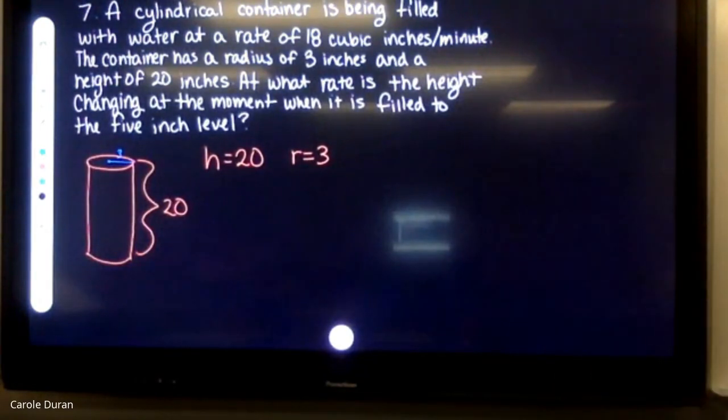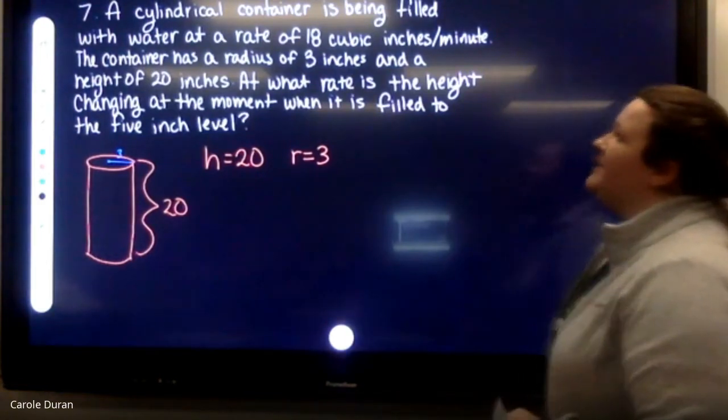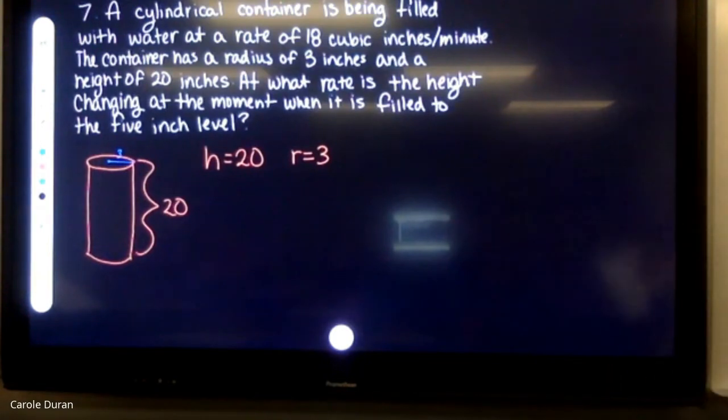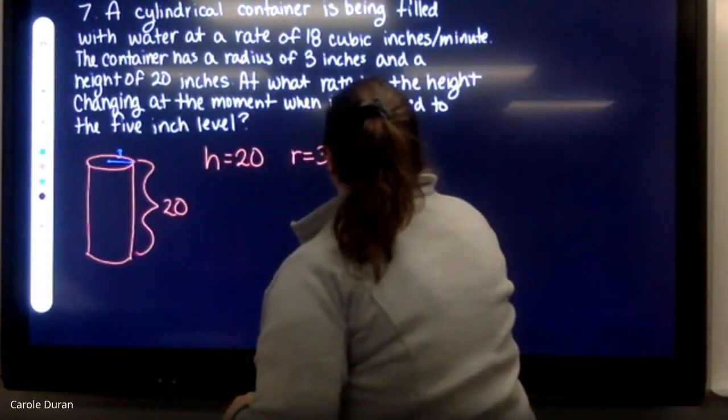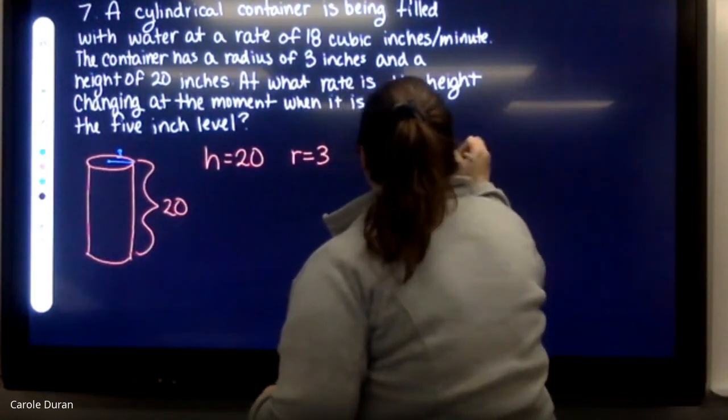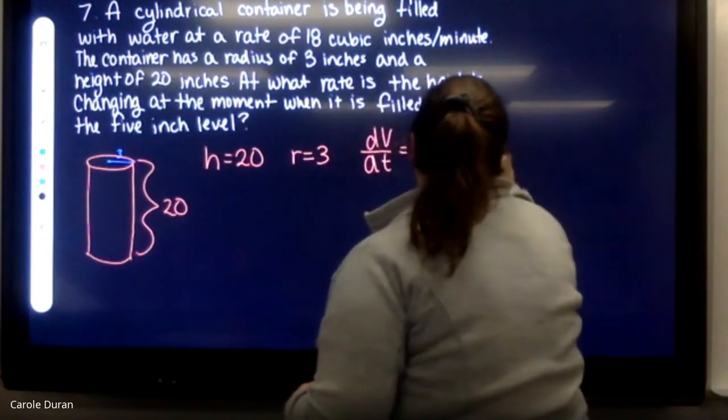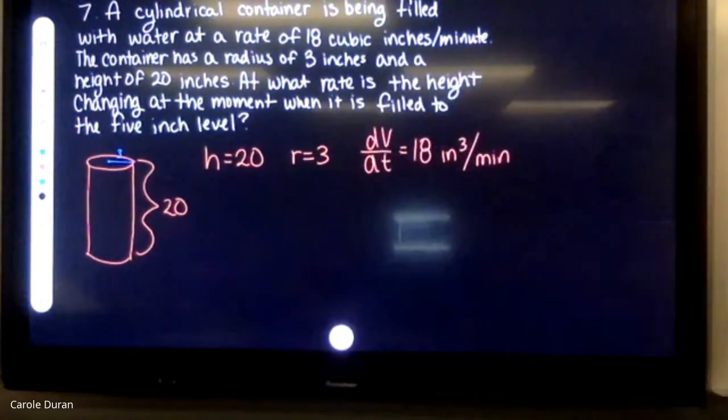Okay, so I have the approximate dimensions of my cylinder. What other information was I given in this problem? The rate at which my container is filling, correct? Yes. What is that rate? 18 cubic inches per minute. So I'm going to say that's my volume. So the rate at which my volume is changing is equal to a positive 18 cubic inches per minute.